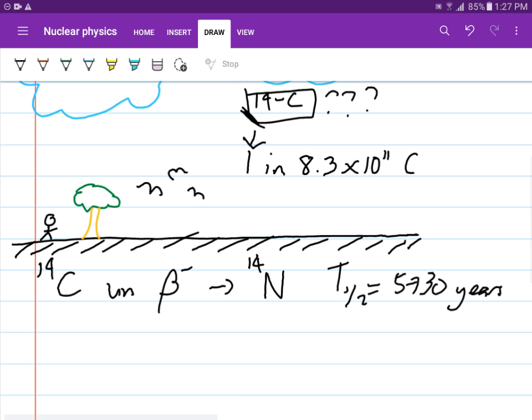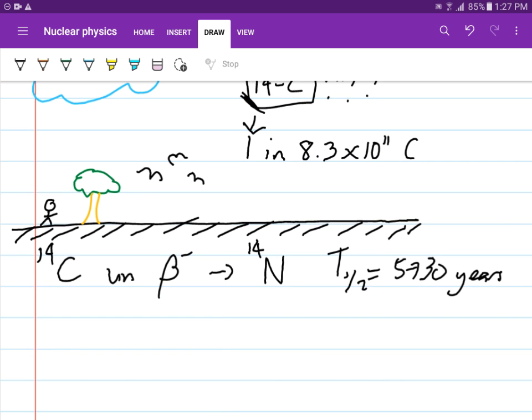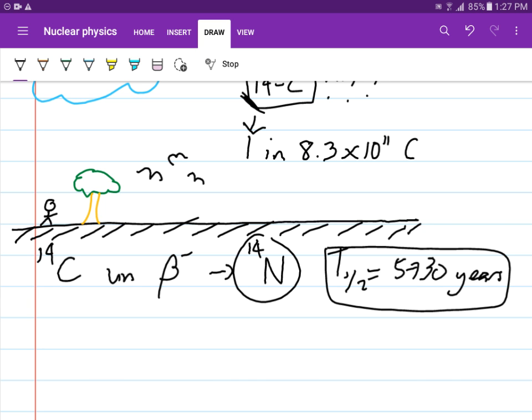So carbon-14, the isotope of carbon, is a radioactive element, and it decays via beta minus. So it undergoes beta minus, and it decays to nitrogen-14 with a half-life of 5,730 years. So how is this used in determining the life of a living being?